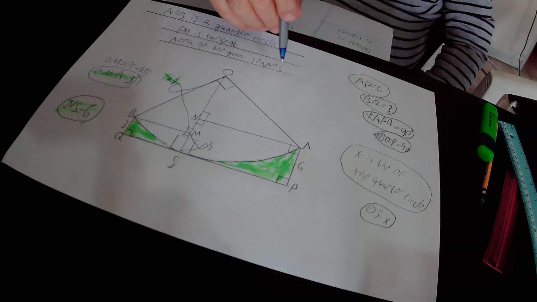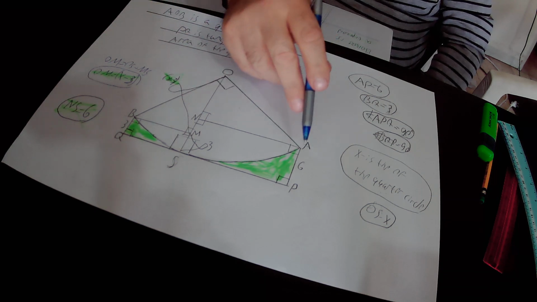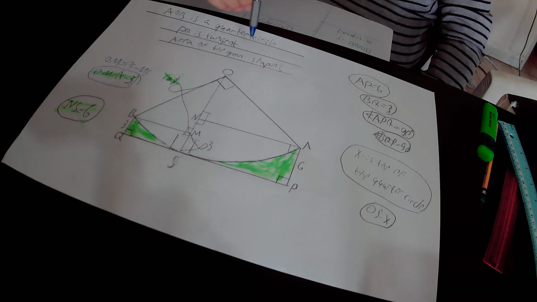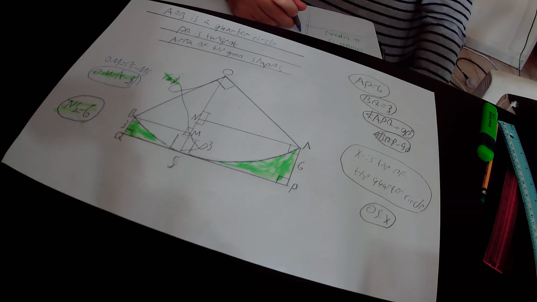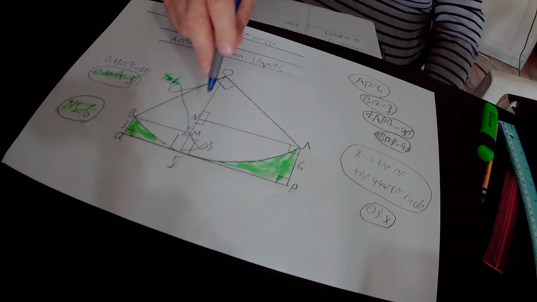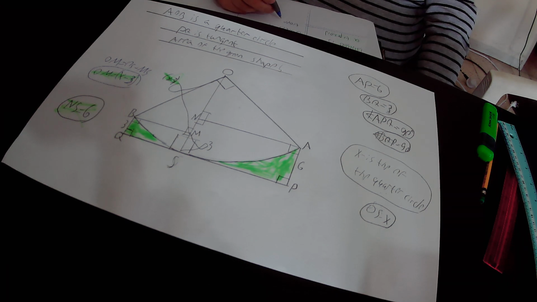So in quadrilateral OAPS, side OS is parallel to side AP, therefore quadrilateral OAPS is a trapezoid. Why? Because it has one pair of parallel sides: side OS is parallel to the opposite side AP. So quadrilateral OAPS is a trapezoid.